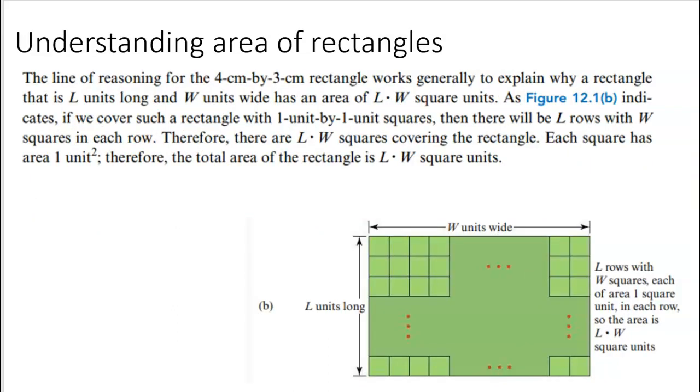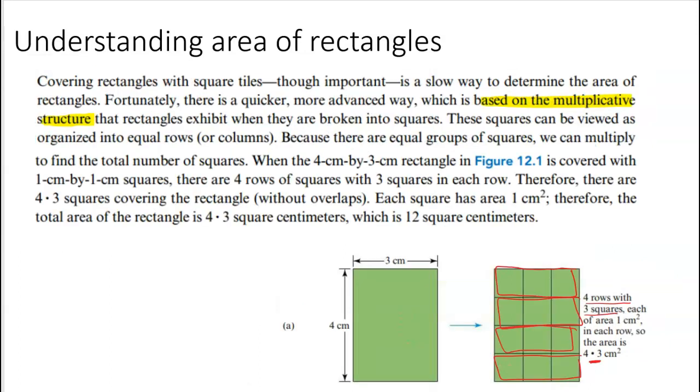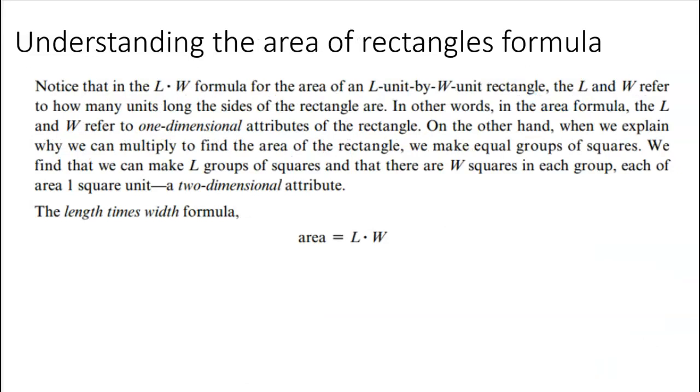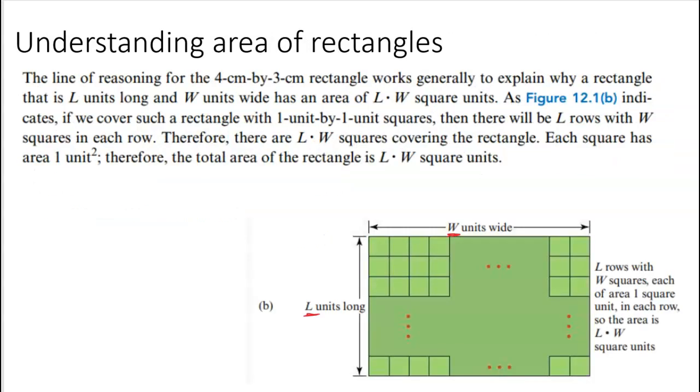Now we can go a little bit further and take that method and apply it to a general formula and see that, okay, in this case it was 4 times 3, but that would work for L times W. For every L and W, we can apply that same thinking, which then leads us to our area formula, which is length times width. So when we explain why we can multiply to find the area of a rectangle, we make equal groups of squares. We find that we can make L groups of squares and that there are W squares in each group. Remember, L groups, this many groups, that each have W amount of squares.